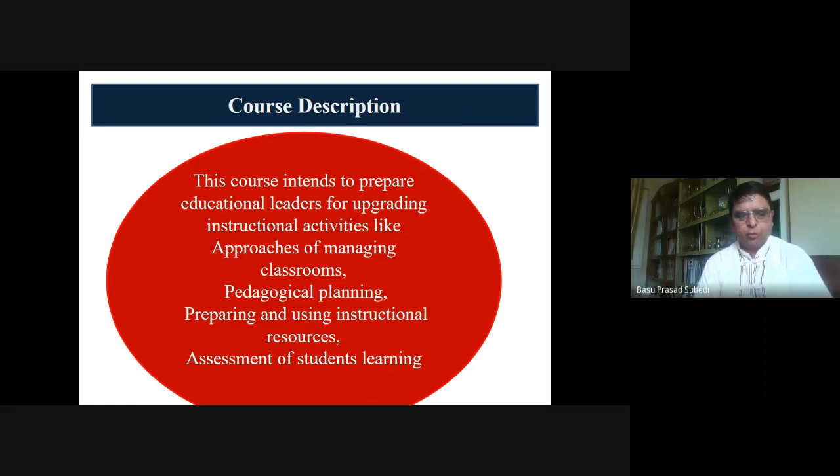Likewise, in this course we try to discuss pedagogical planning. We try to discuss participatory pedagogy, collaborative pedagogy, or constructivist pedagogy. Likewise, we also try to discuss preparing and using instructional resources. How do we prepare and how do we use effective or engaging instructional resources? We also discuss the scientific assessment system of student learning. These are the key concerns of this course.